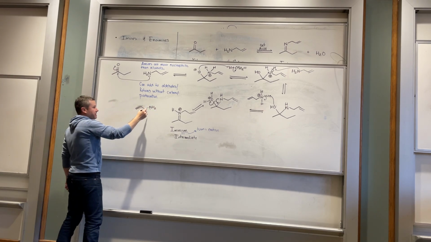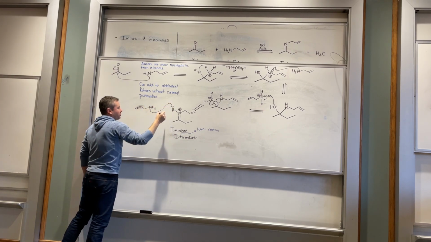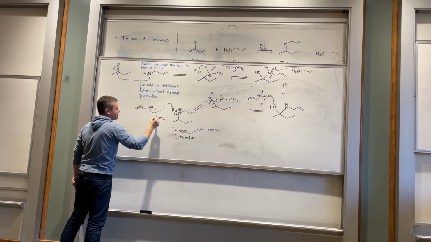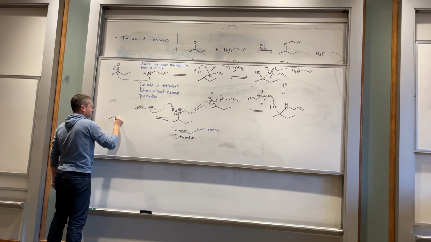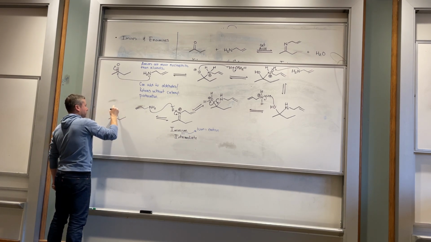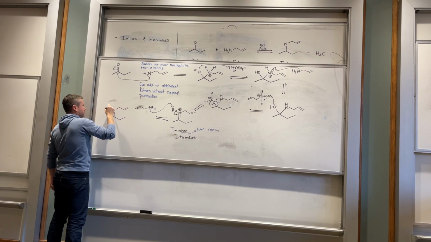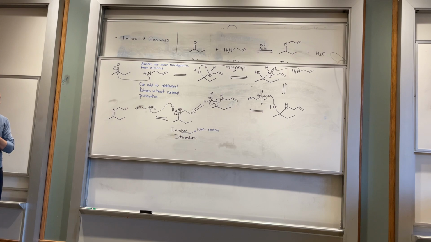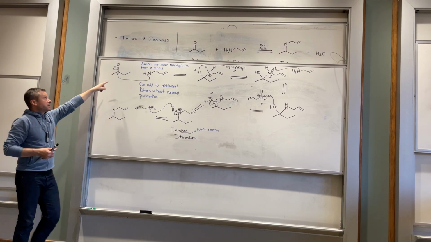We'll just use a base that's abundant and powerful, and we'll use the amine, pluck that proton off at the end. And that gets us to our amine. Questions about this mechanism?